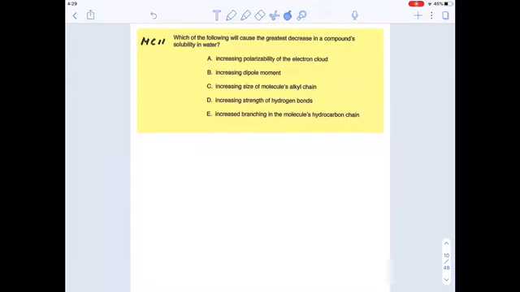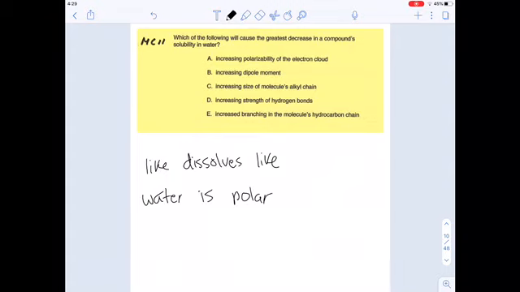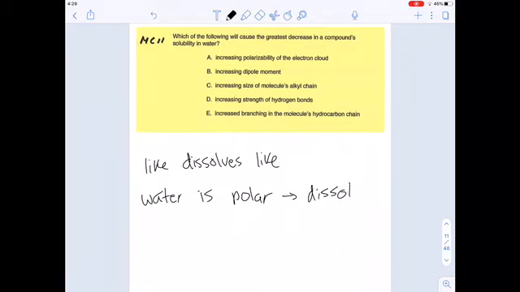Okay. Multiple choice 11 asks, which of the following cause the greatest decrease in a compound's solubility in water? So the first thing you have to remember when you're doing this type of question is that like dissolves like. And this will make more sense in a minute. So if water is polar, which it is, that means it will dissolve polar substances very well. If you're trying to decrease a substance's solubility in water, then you want to make it less polar, okay? So now we can go through the answer choices.